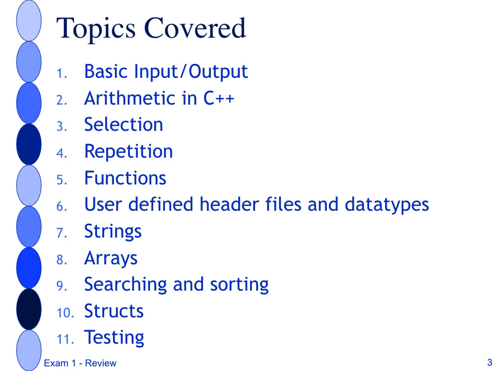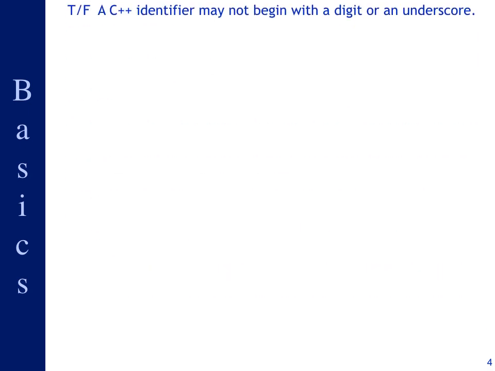So all the basic material for CS1A: input, output, arithmetic, selection, repetition, functions we review, and a couple of new things we discuss: user-defined headers, some special data types like the enumerator data type, strings, arrays, search and sort, struct, and testing, which we completed not long ago. Let's start reviewing the material, some of the basic concepts.